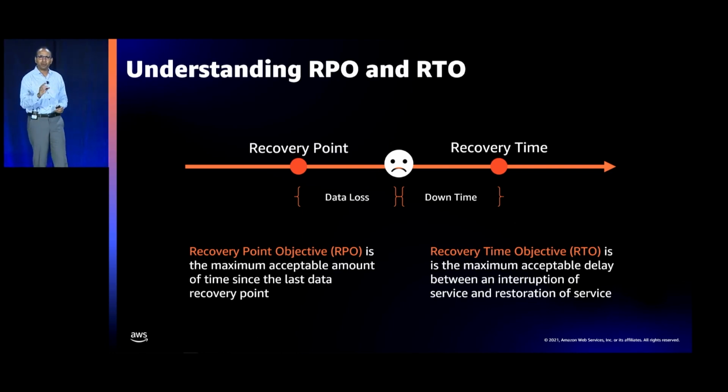But even before that, let's quickly understand what a recovery point is. A recovery point is a point in time representation of your data. So a recovery point objective then is the maximum acceptable time since the last recovery point and a potential interruption of service. That's what a recovery point objective is. A recovery time objective, on the other hand, is the maximum acceptable delay between the interruption of service and the restoration of service. So you want this window to be as small as possible. You want this window to be in minutes.